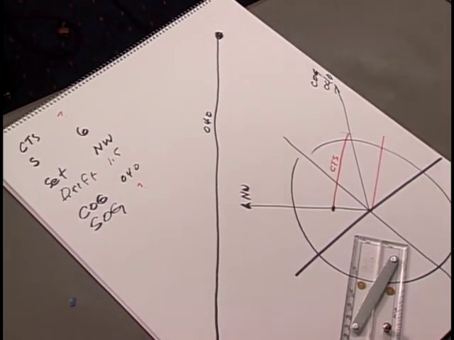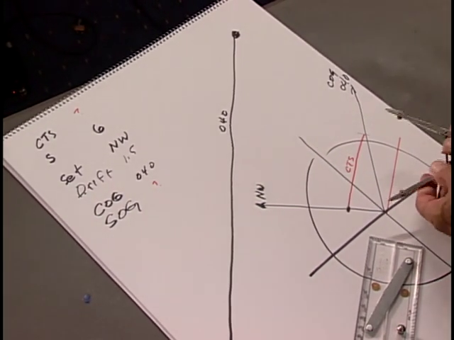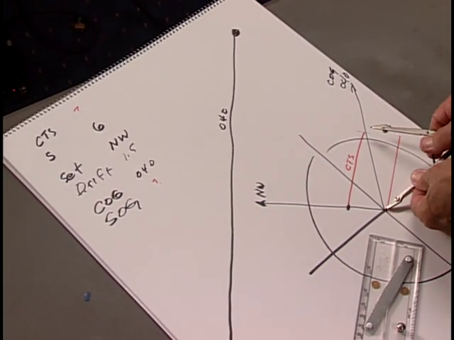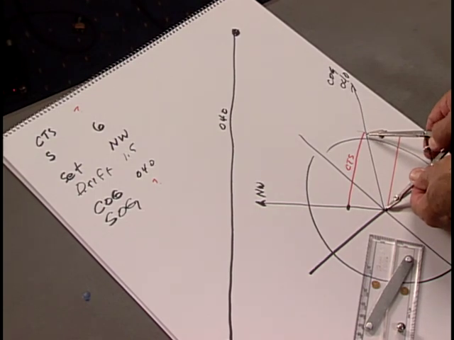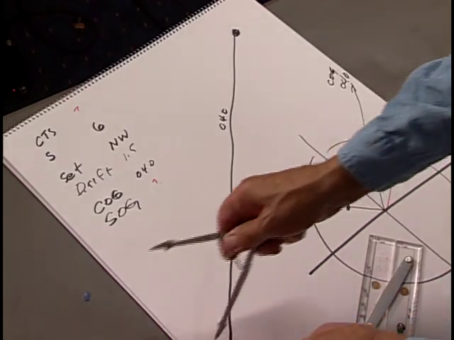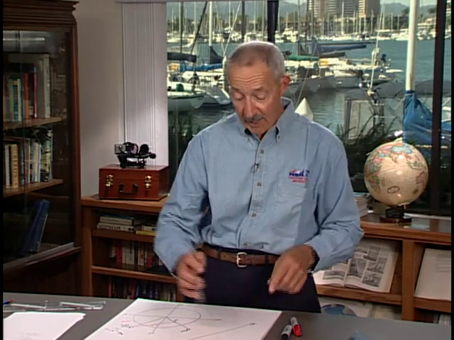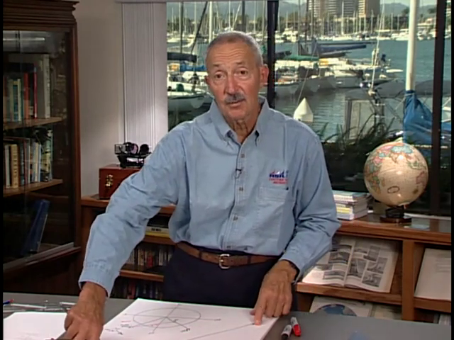And I get that by measuring the length of the other side of this triangle. I come over here and measure, and let's say that that comes out to be 5.5 knots over ground. I can then use that 5.5 to calculate how long it will take me to get to this distant point.